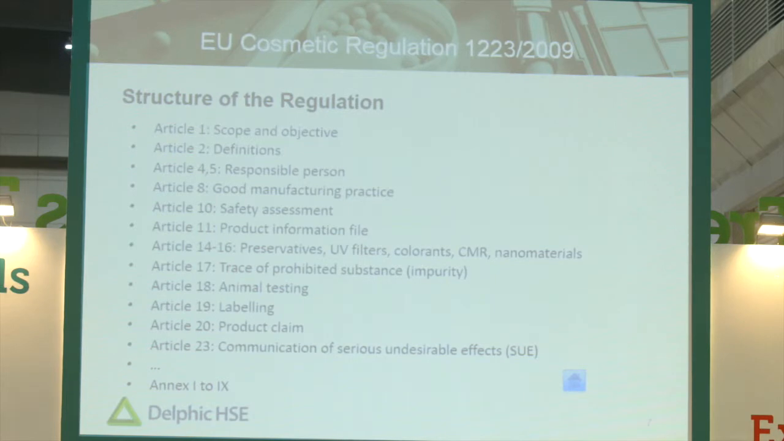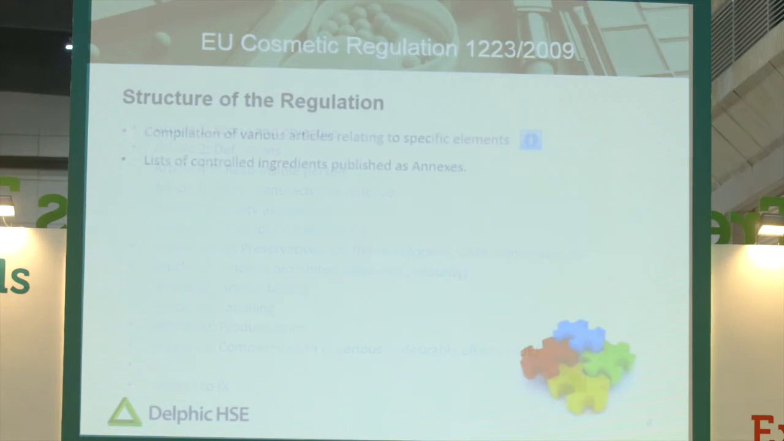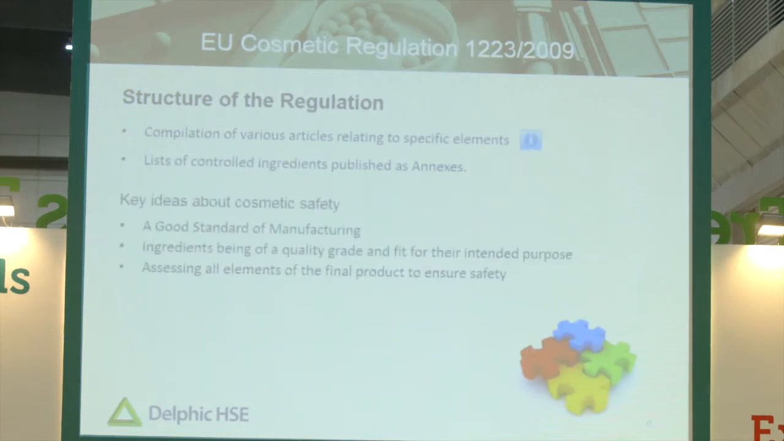For example, Article 4 and Article 5 are mainly about the responsible person. Article 10 is for safety assessment. Article 23 is for communication of serious undesirable effects, the SUE, and there are 9 annexes at the end. As you can find the full text in the publicly available regulations, let's move fast through this part and get back to what I was saying before.